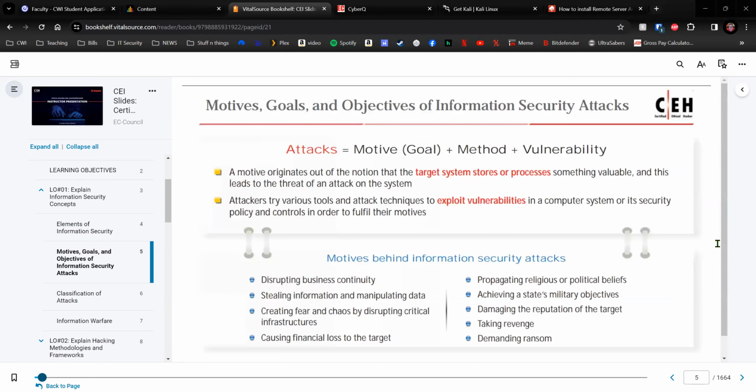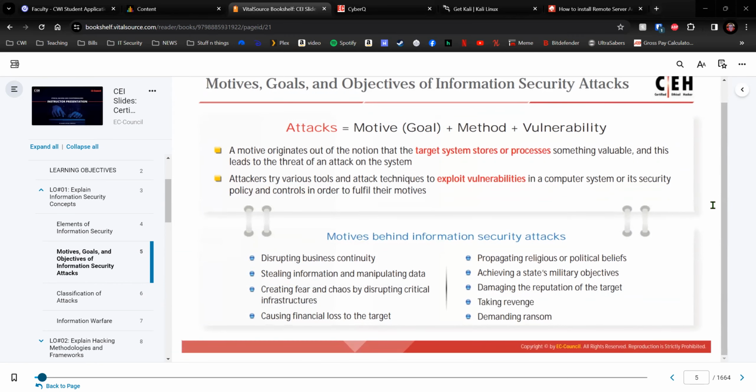All right, motives, goals, and objectives. Yes, there are objections, but objectives of information security attacks. So an attack is a motive or goal plus a method plus a vulnerability. The motive originates out of the notion that the target system stores or processes something that is considered valuable, and this leads to the threat of an attack on the system. The attackers try various tools and attack techniques to exploit vulnerabilities in a computer system or its security policy and controls in order to fulfill their motives.